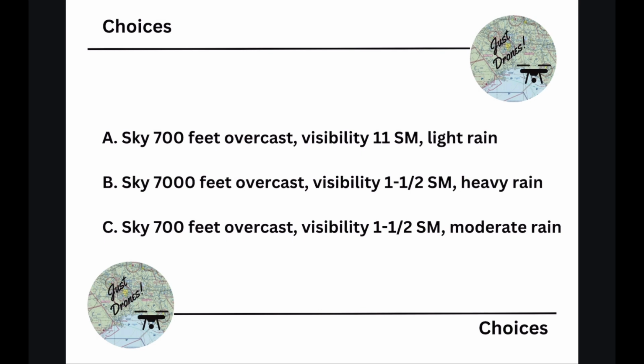So our first answer choice that we could possibly choose is sky 700 feet overcast, visibility 11 statute miles, and light rain. B, sky 7,000 feet overcast, visibility 1.5 statute mile, heavy rain. And C, sky 700 feet overcast, visibility 1.5 statute mile, moderate rain.